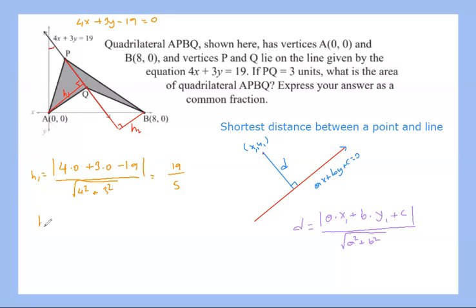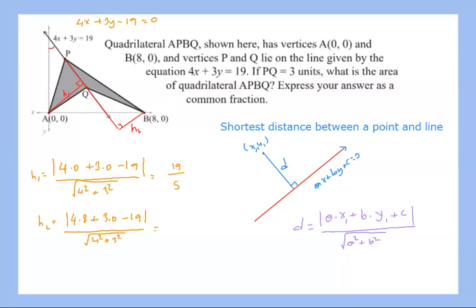If I do the same thing with h2, the point is 8 comma 0. So that will be 4 times 8 plus 3 times 0 minus 19, over the square root of 4 squared plus 3 squared.